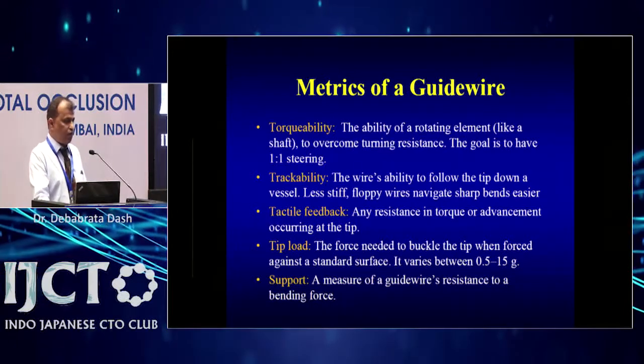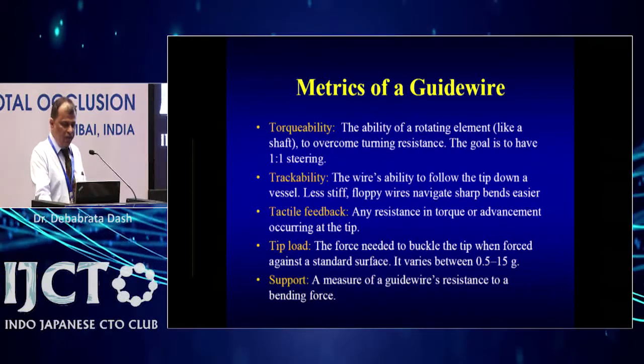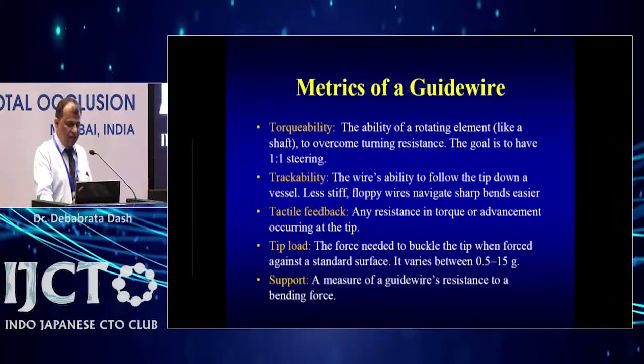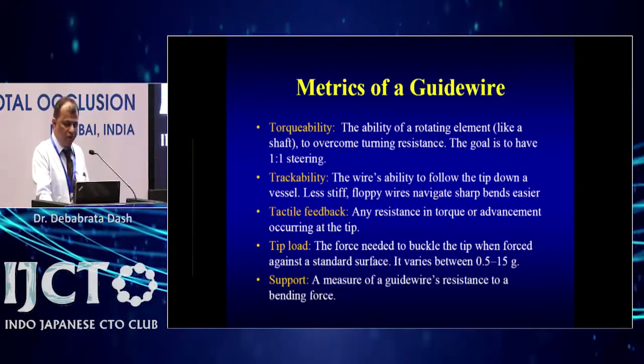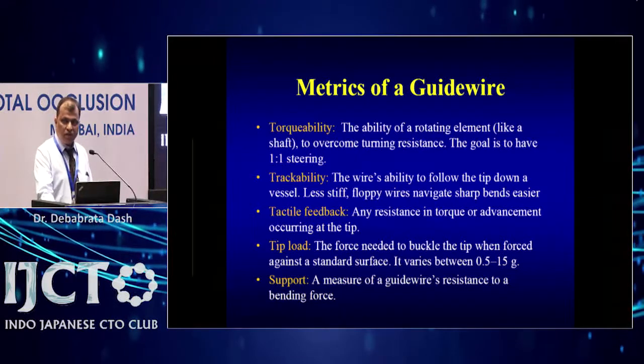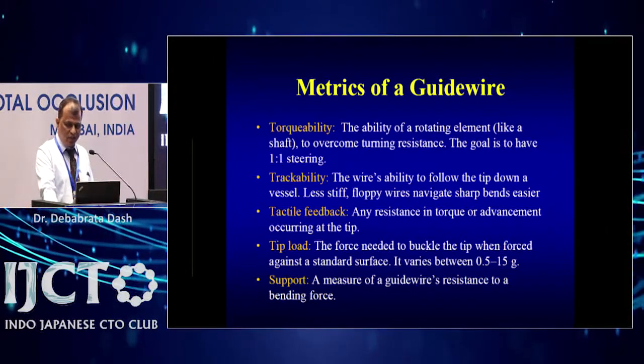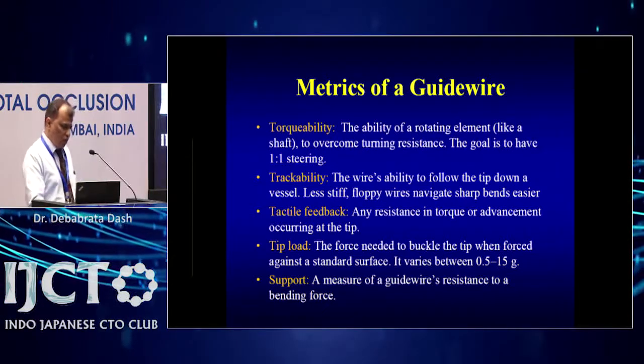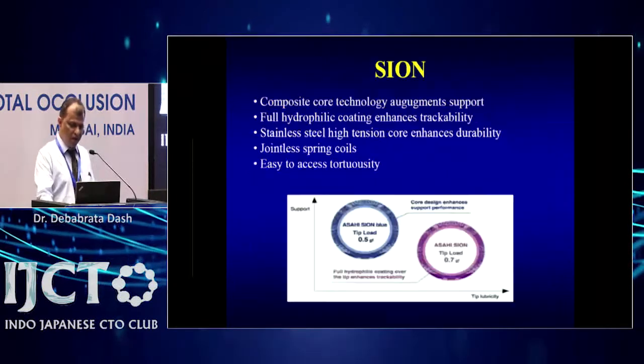And tip load is the force needed to buckle the tip of a wire when forced against a standard surface. It varies between 0.5 to 15 gram. Support is a measure of a guide wire's resistance to a bending force. So all of these things we must know while deciding on a wire.